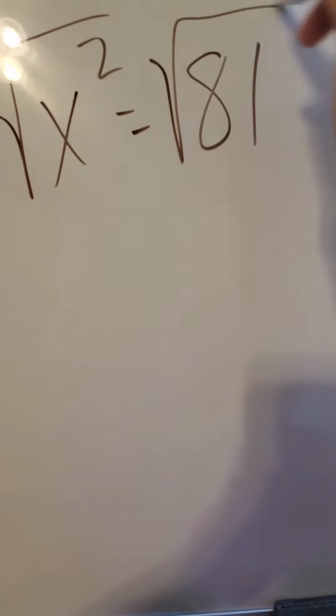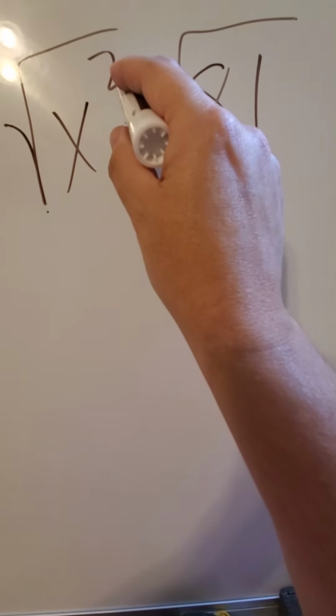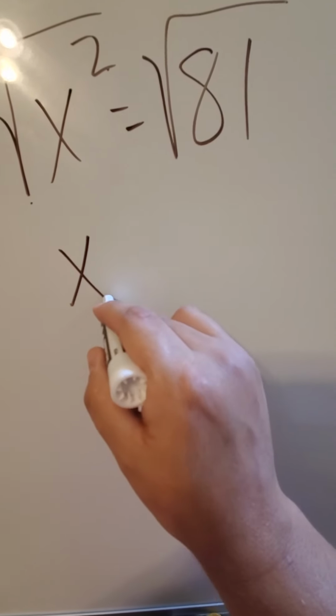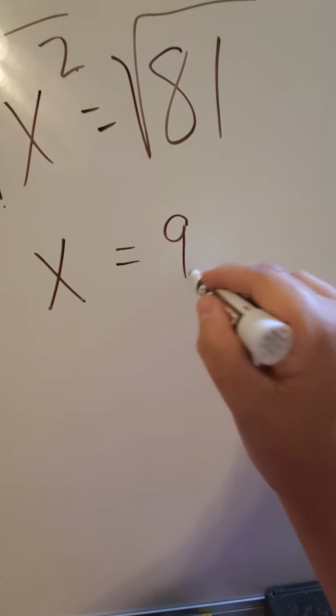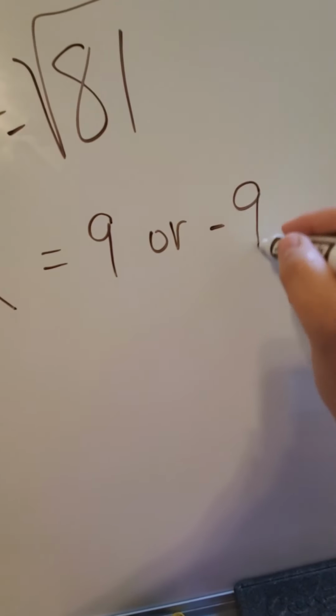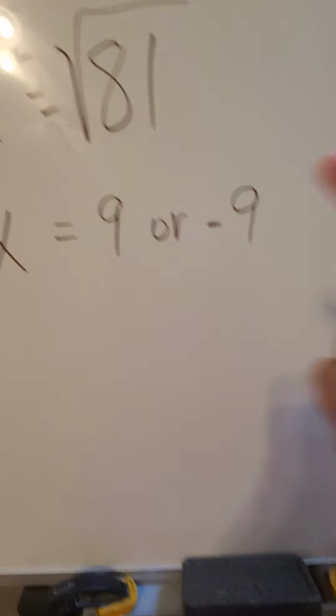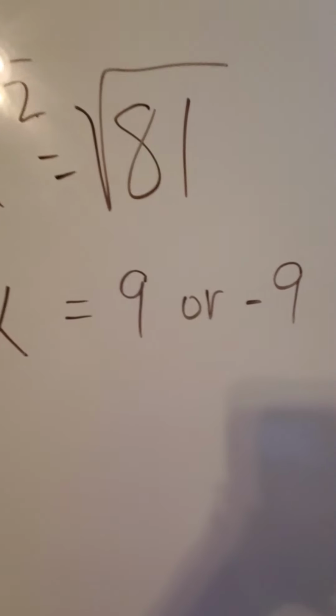This is the process. Square root of something squared is just that something, okay? And the square root of 81 is 9 or negative 9, because negative 9 times negative 9 will give me 81.